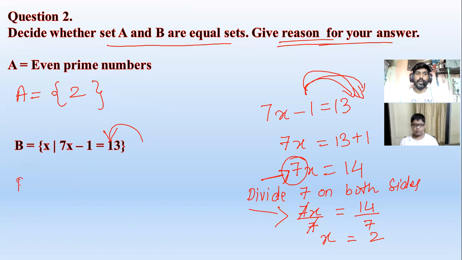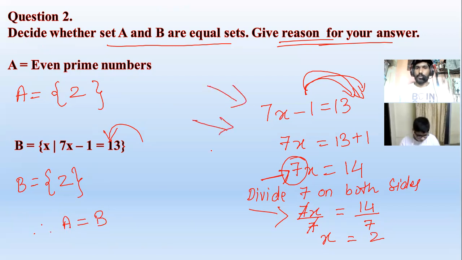So what is the value of x? 2. So what will be in the set B? Just 2. Are A and B equal? Yes, sir. So therefore, set A is equal to B. Have you understood this? Okay, write it down and write this working also. Understand each and every step and write.